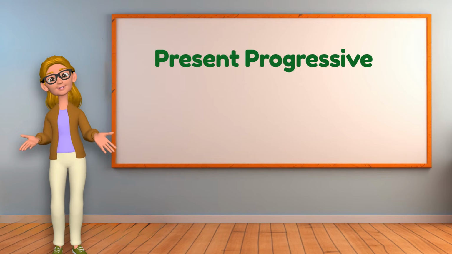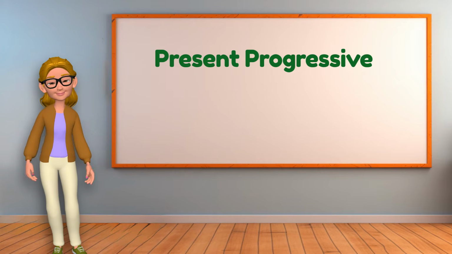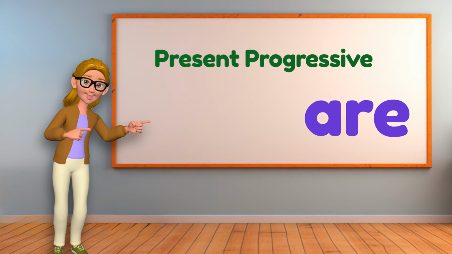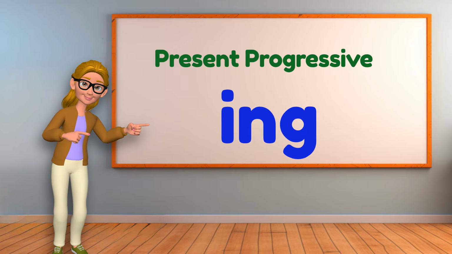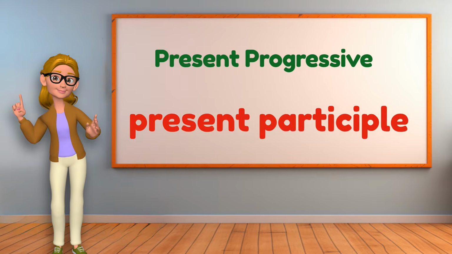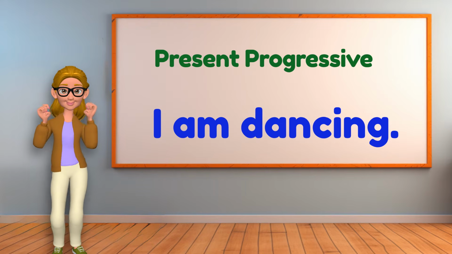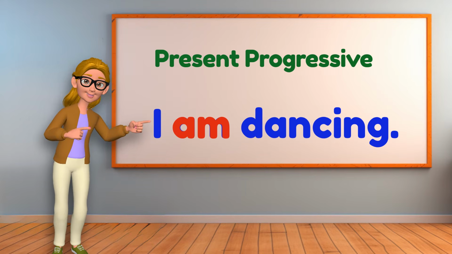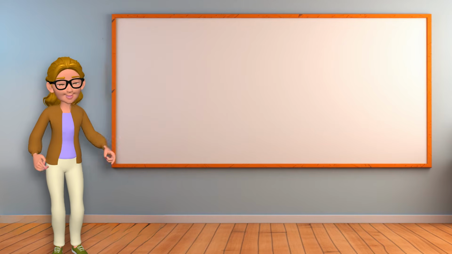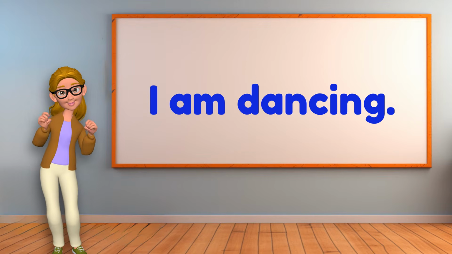To make a present progressive sentence, you take a present form of the verb to be, like am, is, or are, and then you add the ing suffix to the main verb, which creates the form of the verb called the present participle. For example, the sentence, I am dancing, uses the verb am and the present participle of dance, which is dancing.